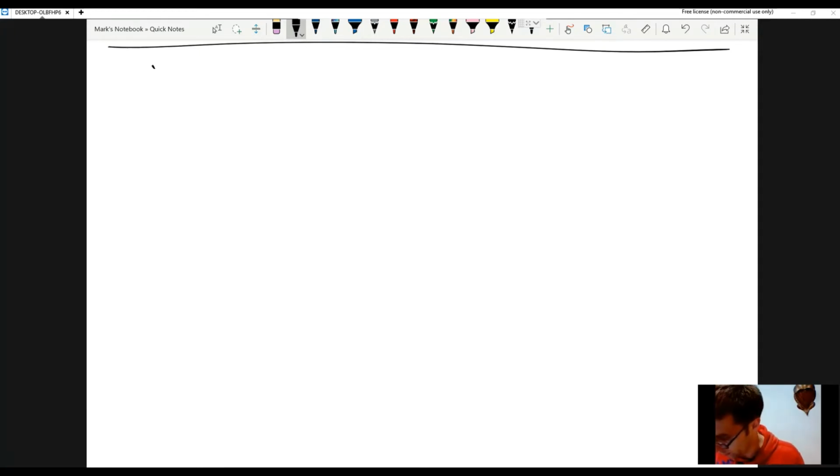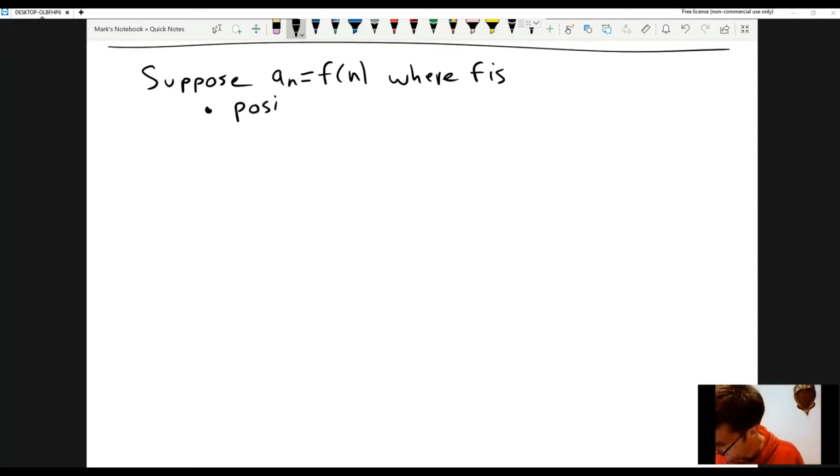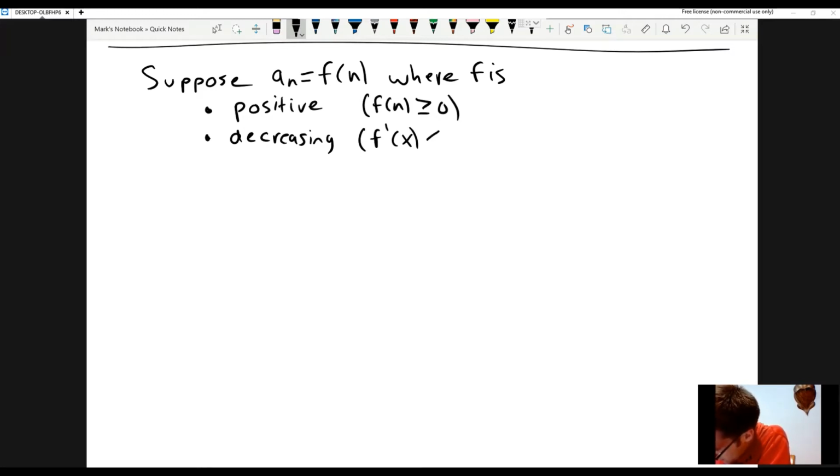The integral test says the following: suppose that a_n is a sequence, and its terms are given by some function f of n, where there are three stipulations. F must be positive, so all the y values are greater than 0, so f of n is greater than or equal to 0. It is decreasing, which means f prime of x is less than or equal to 0 for x greater than 0. And lastly, it is continuous, meaning we don't have any asymptotes, we don't have any jumps. F is defined everywhere.